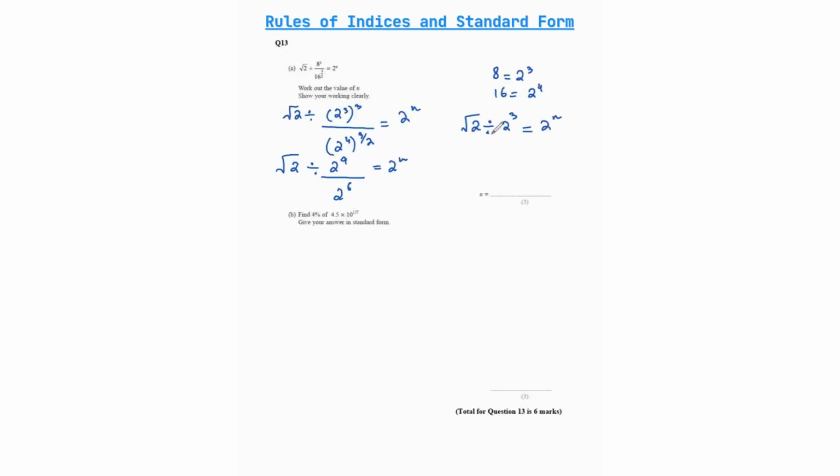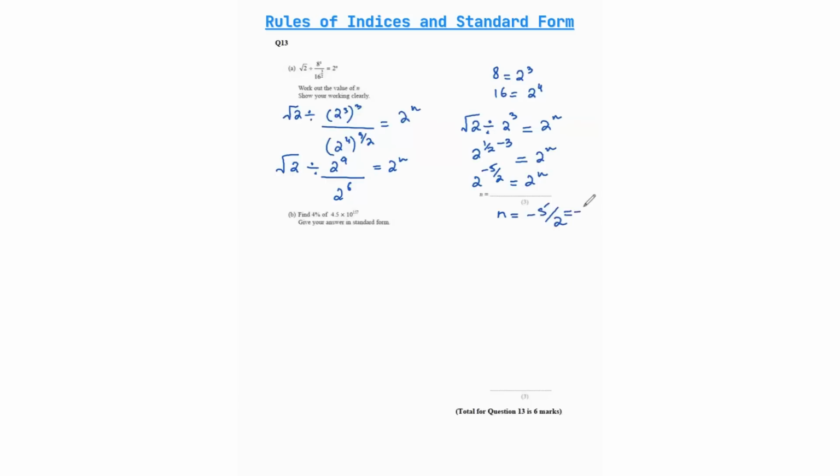Once again, similar bases are being divided, so we subtract the powers. Root represents the power of 1 over 2. So 1 over 2 minus 3 equals 2 to the power of n, which is going to be negative 5 over 2. So that shows that n equals negative 5 over 2.